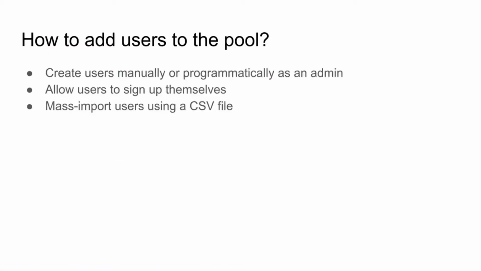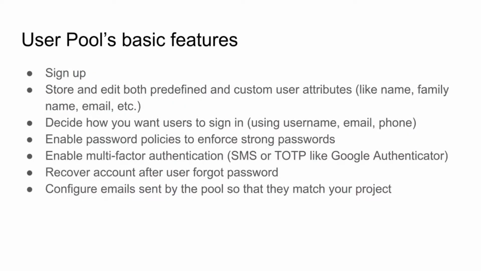There are a few ways we can add users to our database. We can create users as an admin of a pool, we can allow users to sign up themselves, and we can mass import users using a CSV file. As I mentioned before, a user pool is a database. It can store a lot of information about the user. This information is stored in the form of attributes. We can use both standard attributes, the built-in, like email, family name, gender, and so on, or we can create our own custom attributes. We can also choose how we want our users to sign in, using their email, phone number, or maybe a username.